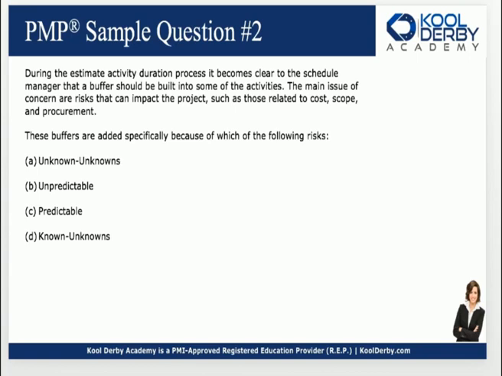Now, you're being told that buffers are added specifically because of something that's going to happen, a risk that could happen on your project. You just don't really know when. Well, guess what? That is a known unknown. If you know a risk can occur, and this says the buffers are added, so you're already told that the schedule manager working on the project has added the buffers because the schedule manager has figured out that there are risks that we need to consider related to cost, scope, and procurement.